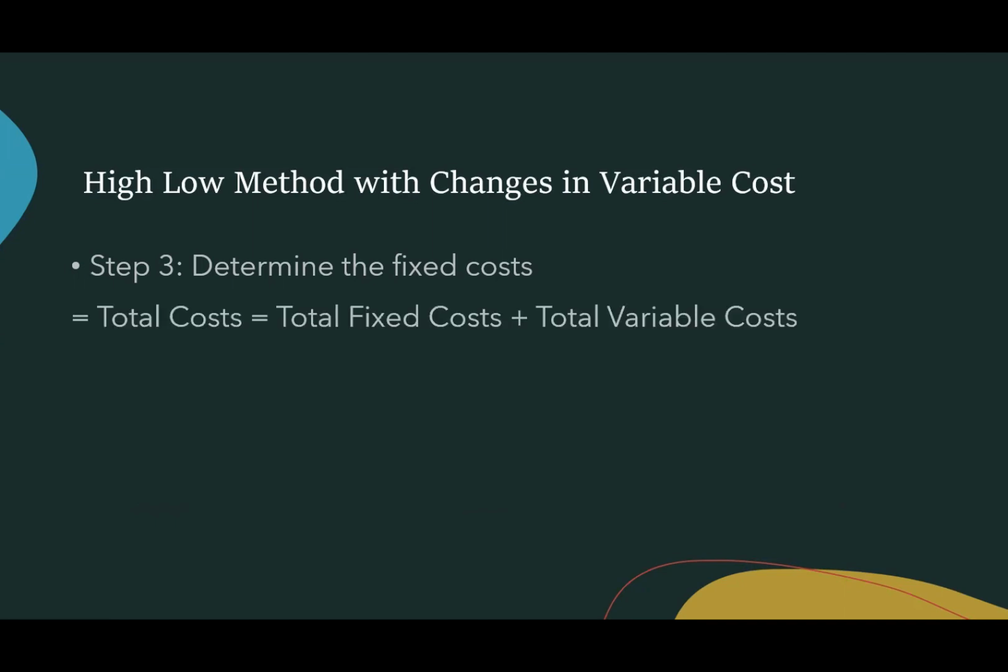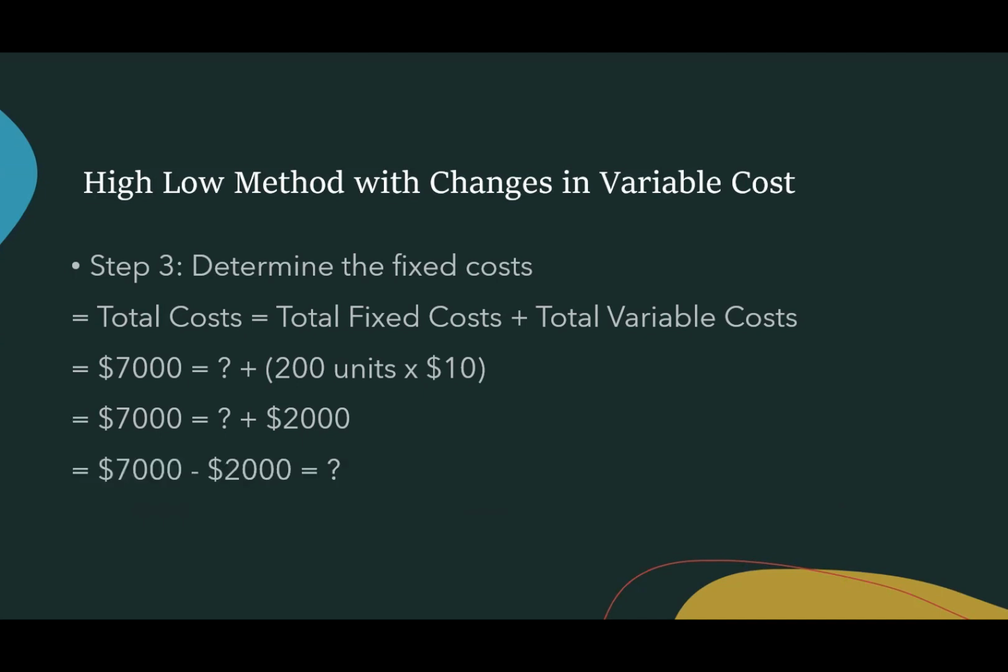Now you can determine the fixed cost also by using the same formula. In this case, again, I'm using the lowest one. So 200 multiplied by 10 was 2,000. 7,000 was your total cost. So if you subtract 2,000 from 7,000, your total cost, you will get 5,000 as your fixed cost.